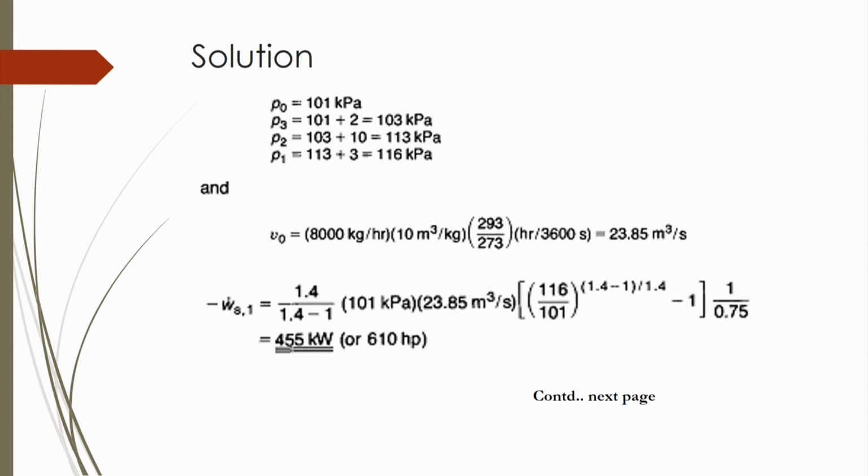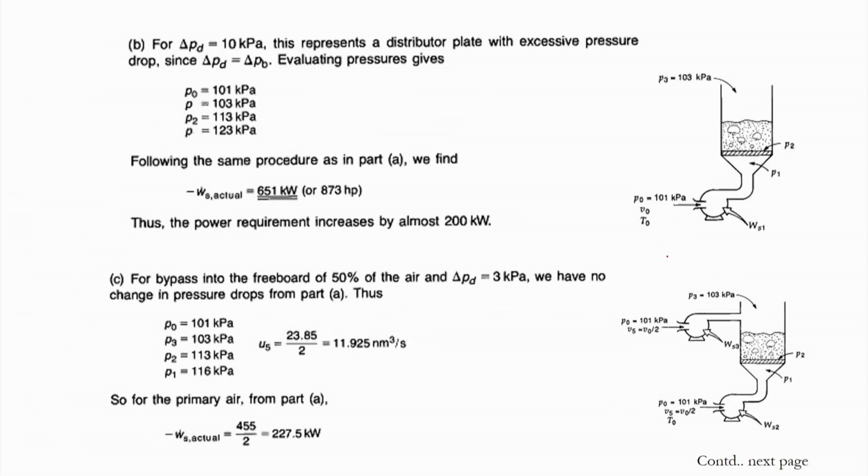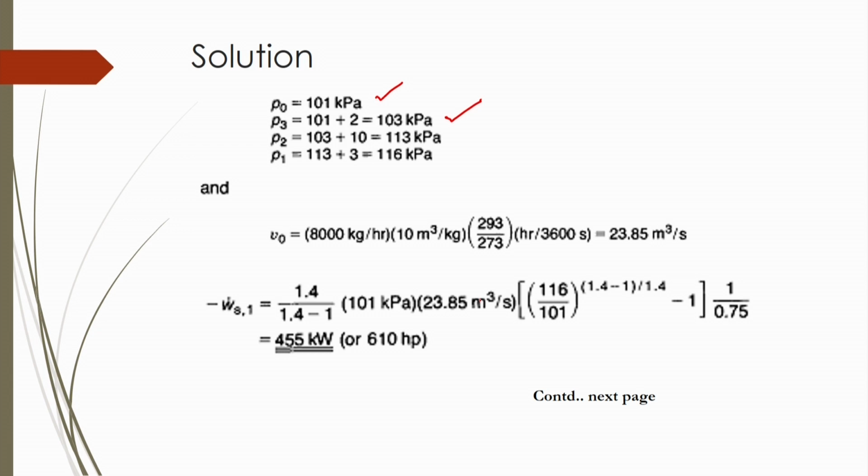Here it is given that initial pressure P0 is 101 kilopascal, and this P3 of the bed, you will see P3 here in this figure at this condition, this 103. And P1 is not given, but shaft work you have to calculate, and P0 is 101 kilopascal. What is the V0, what is the T0, it is not given. Let us see here what should be the V0, that is the volumetric flow rate of the gas here.